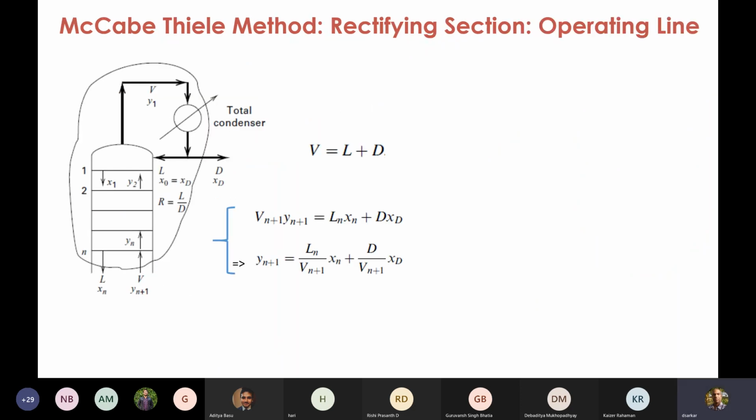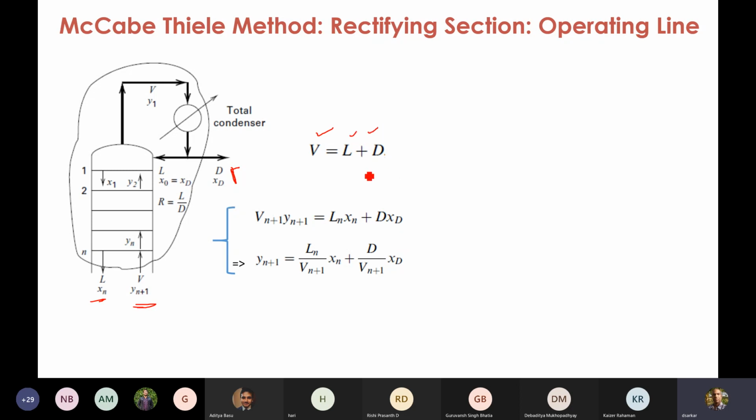So quickly, this operating line: the section above the feed line is the rectifying section, right? So draw an envelope around the rectifying section, including the condenser. This enters, this leaves. So the total mass balance equation will be: what enters, V, must equal what leaves, because of steady state operation.